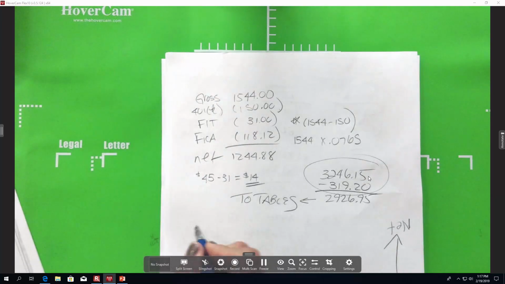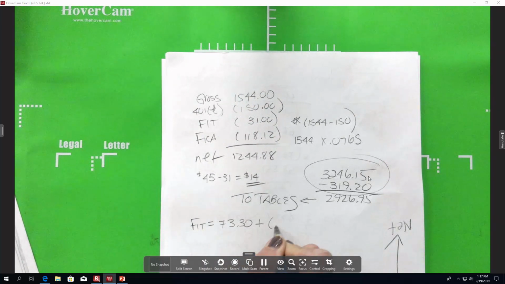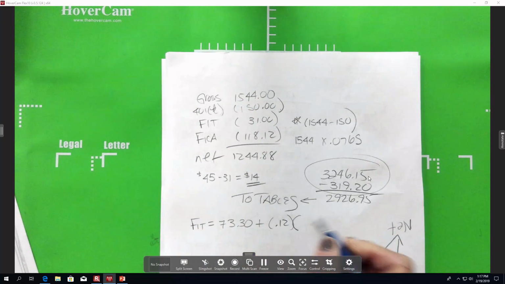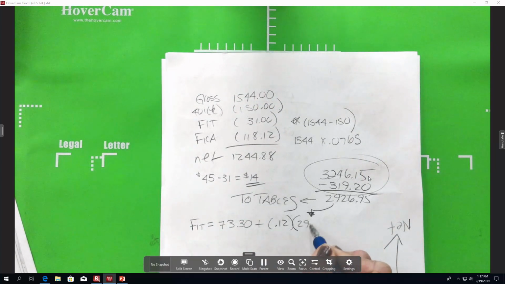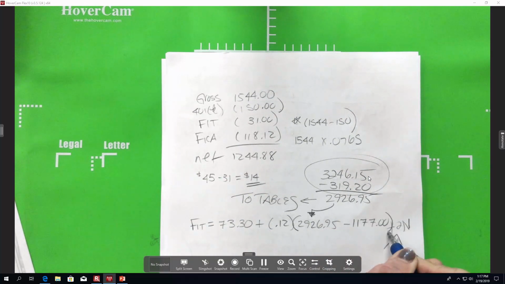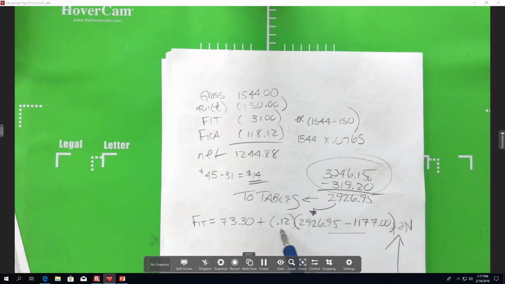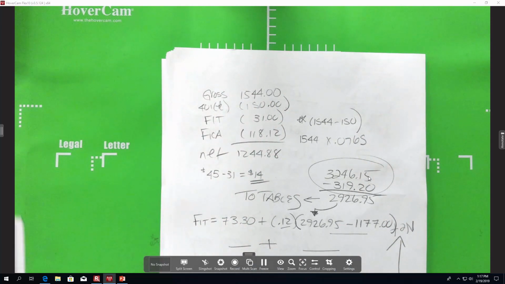So basically it says FIT equals $73.30 plus 12% of the excess of this number we just figured out over $1,177. So really now you're going to solve it from right to left. Do this math, then multiply by 12%, write that number, and then add to the $73.30.